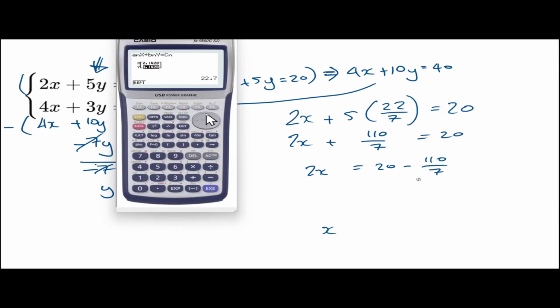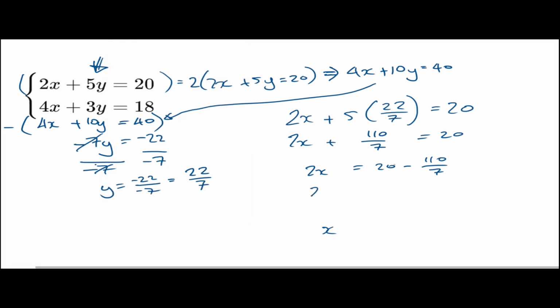So 20 minus 110 over 7 is 30 over 7. So 2x is equal to 30 over 7. And then we divide both sides by 2. And x is going to be equal to 15 over 7. That's the correct answer.